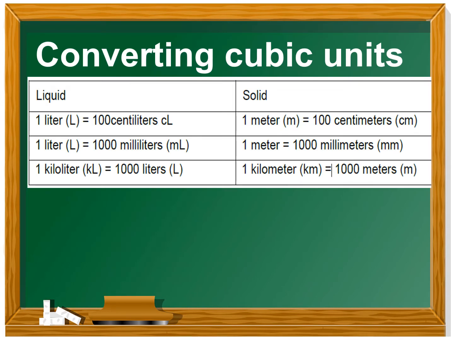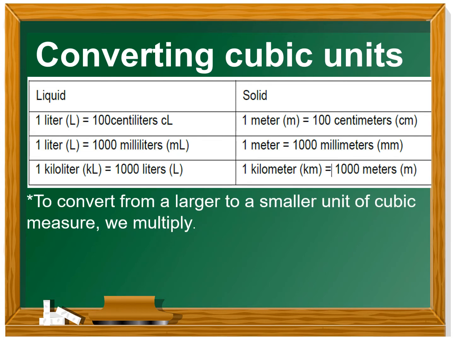Converting cubic units. For liquid, 1 liter is equal to 100 centiliters. 1 liter is also equal to 1,000 milliliters, ml. 1 kiloliter is equal to 1,000 liters. Solid, 1 meter is equal to 100 centimeters. 1 meter is equal to 1,000 millimeters. 1 kilometer is equal to 1,000 meters.